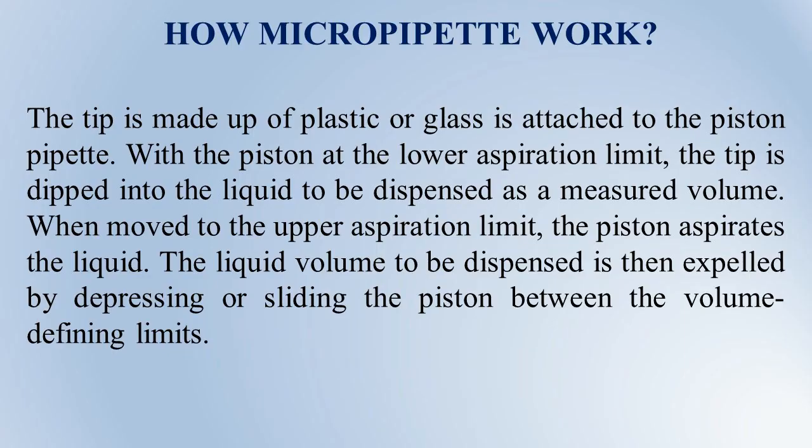Do you know how a micropipette works? The tip, made of plastic or glass, is attached to the piston pipette. The tip is dipped into the liquid to be dispensed and the volume is taken. The liquid volume to be dispensed is then expelled by sliding the piston between the volume defining limits.